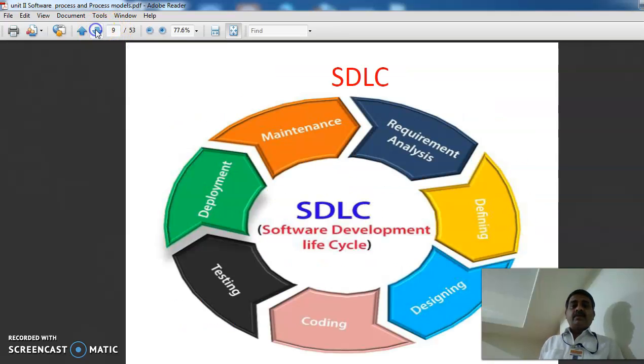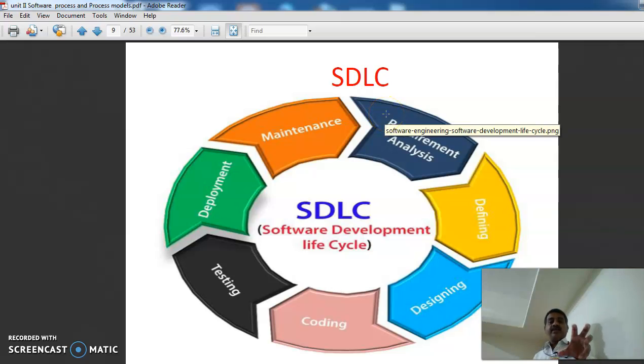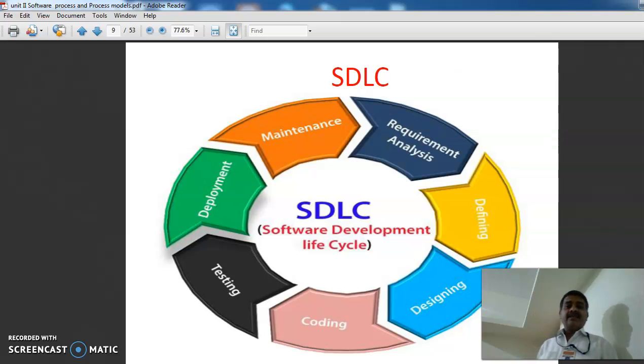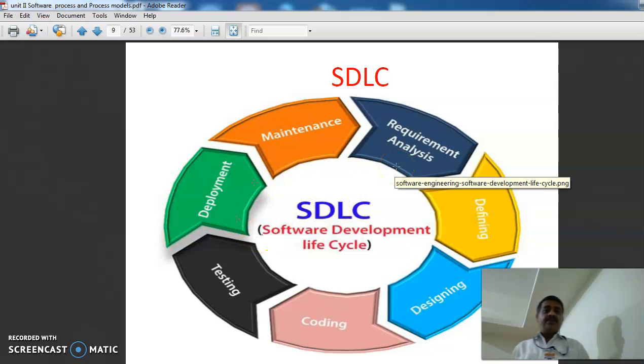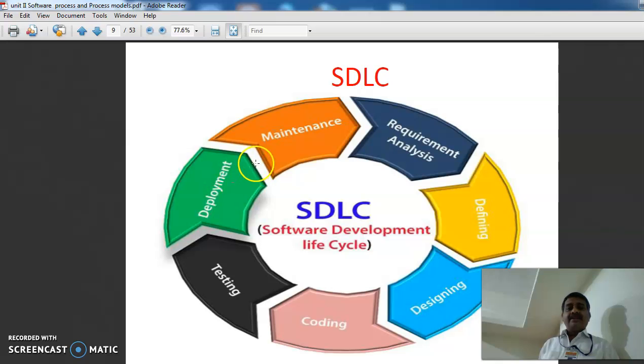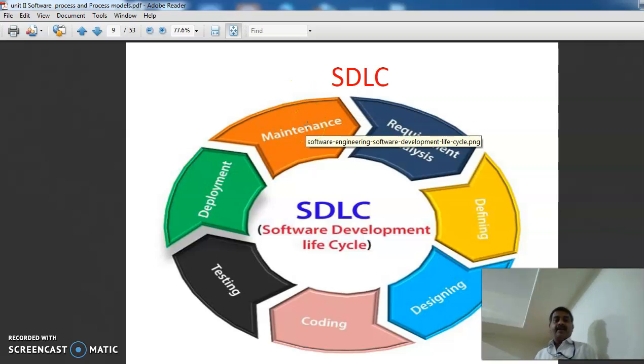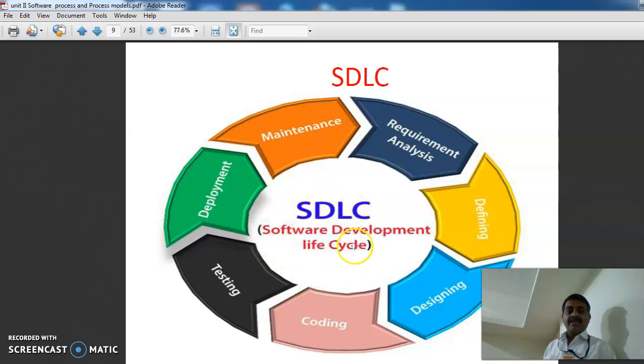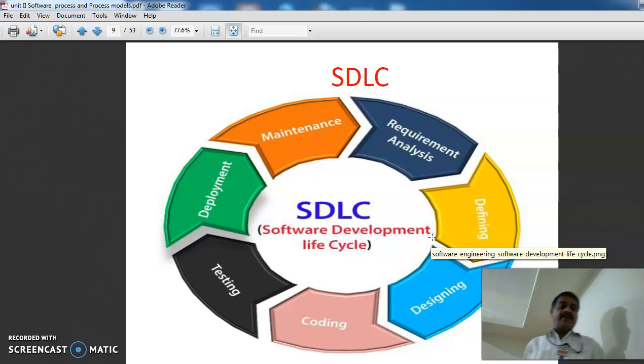Now, this is one pictorial format for development of a life cycle. It is simply called the life cycle. So this is the one picture in front of you, software development life cycle, and these are the stages. First is requirement analysis. Next one is defining and designing. Next one is coding. Next one is testing. Next one is deployment. And the last stage is maintenance. These stages are commonly called the phases, and it is also called the software development life cycle. Through this life cycle, a software team develops its product.